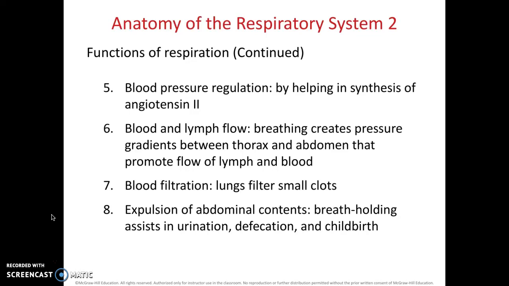If you remember, this is also called the thoracic pump. It also aids with blood filtration because the lungs can filter out small clots, or if you have big clots, then that's pretty bad trouble, but it can filter small clots. And it can also help with expulsion of abdominal contents such as urine, feces, and children.